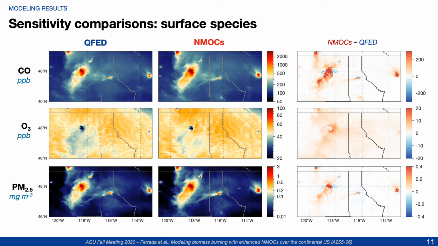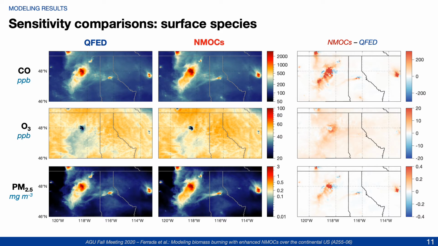In the next 3 slides, we will show the results comparing both sensitivity simulations based on the average fields during the period of simulations from 6 to 10 August. Here you can see carbon monoxide, ozone, and PM2.5 at the surface level. The QFET simulation is on the left, the NMOC simulation is in the middle, and the absolute difference between them is on the right. You can see that the NMOC simulation shows higher concentration of the 3 species.